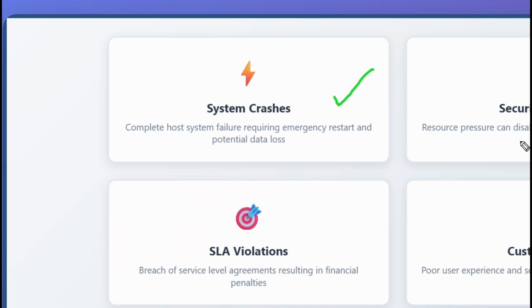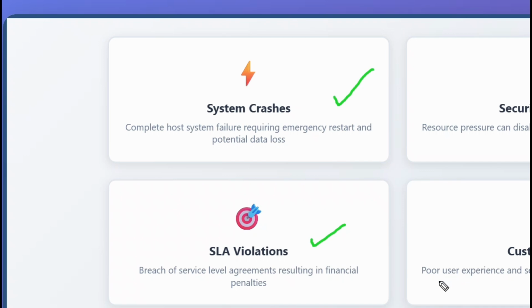The resource pressure can disable security monitoring and logging systems. So when the resources are maxed out, security tools like logging and monitoring may fail, and that may lead to blind attacks also. The third point was SLA violations, the breach of service level agreements resulting in financial penalties. That means if the service goes down, you may breach the SLA and face financial penalties or loss of client trust also.